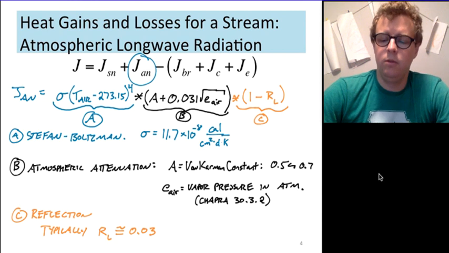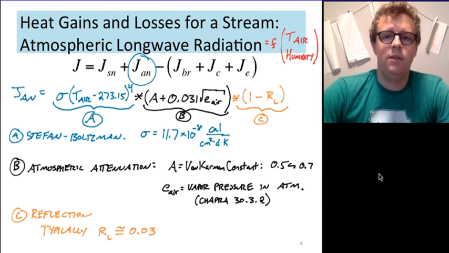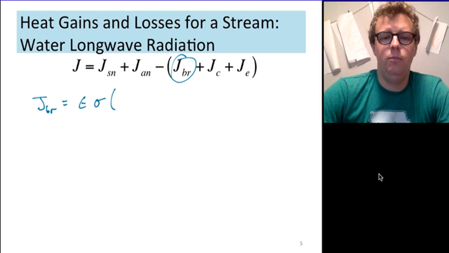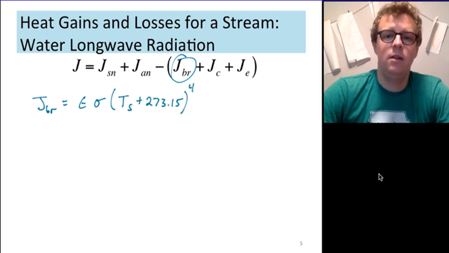The next three we'll look at are places where heat is typically getting out of our stream system. So our atmospheric radiation is a function of air temperature and humidity. Let's look at water long wave radiation. So this is BR, or back radiation from the water back to the atmosphere.